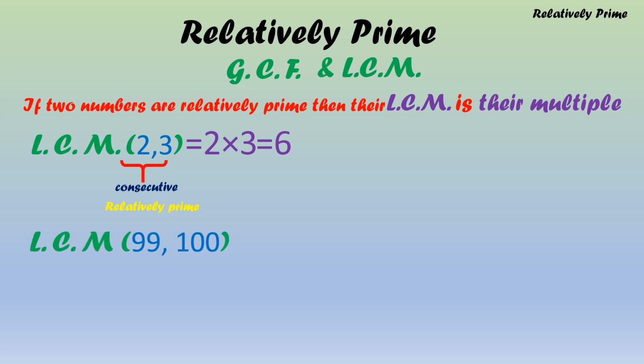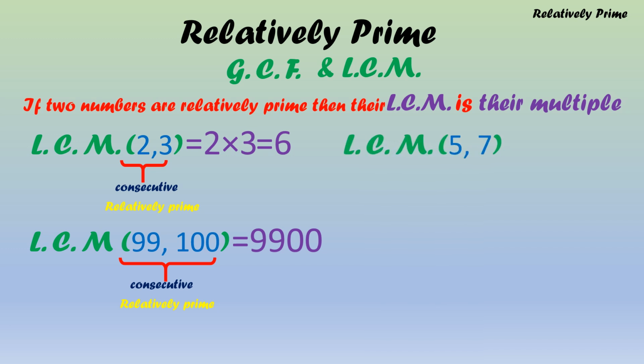Another example. What's the least common multiple of 99 and 100? 99 and 100 are consecutive numbers, so they are relatively prime. And their least common multiple is their product, 99 times 100, which is equal to 9,900.